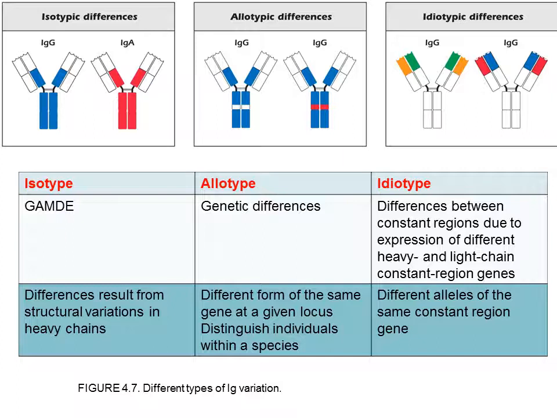Now, differences resulting from the structural variation in the heavy chain, because if it is a gamma over here or mu over here, that's a genetic makeup.